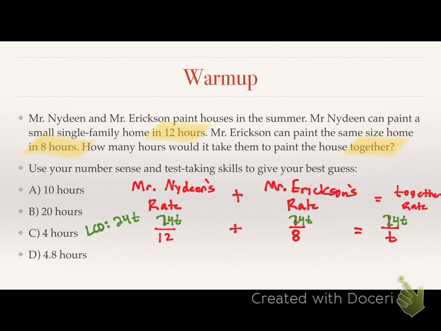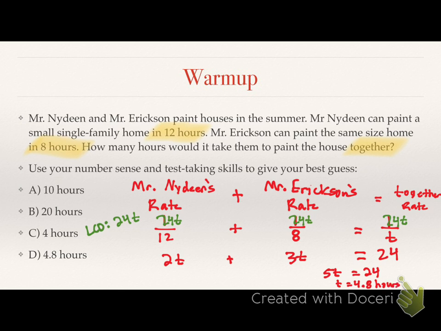And now we simplify. 24t divided by 12 would be 2t. 24t divided by 8 would be 3t. 24t divided by t would be 24. And we no longer have any denominators. We just combine 2t and 3t to get 5t. We then divide both sides by 5 to solve for t and get a final answer of 4.8 hours.